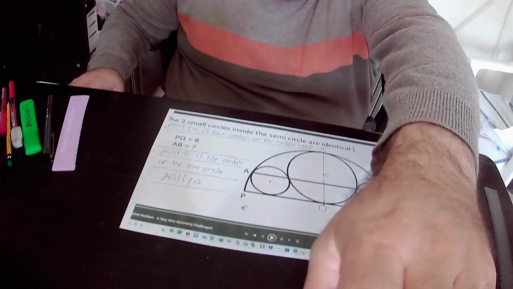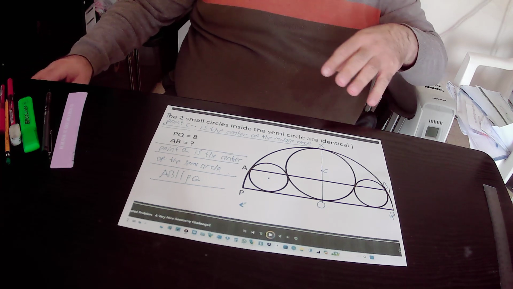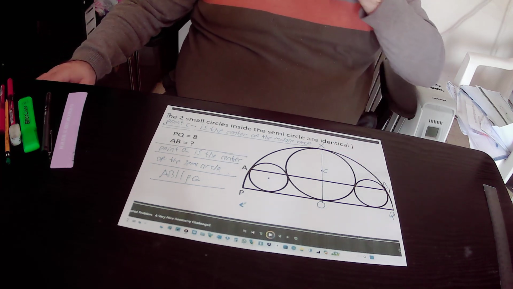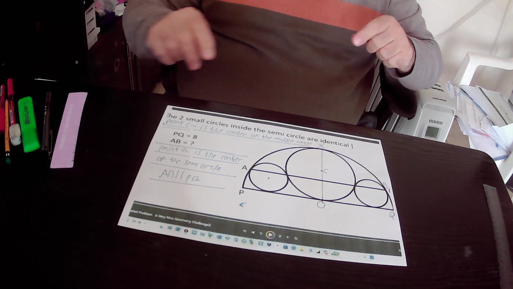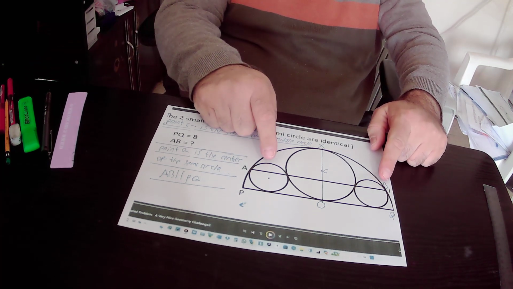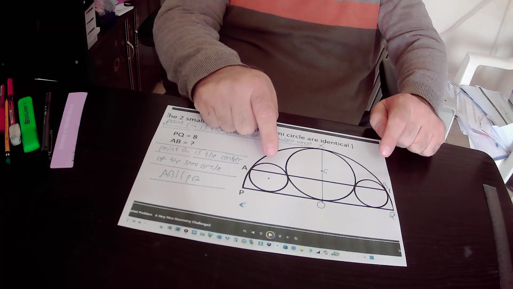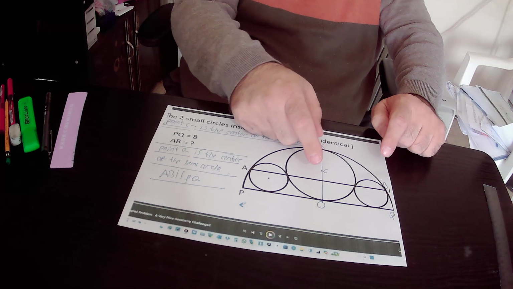And now in this lecture we will find out the length of chord AB. In the drawing we have a semicircle, and inside this semicircle we have two circles. Those two small circles are identical, and in the middle we have the middle circle.